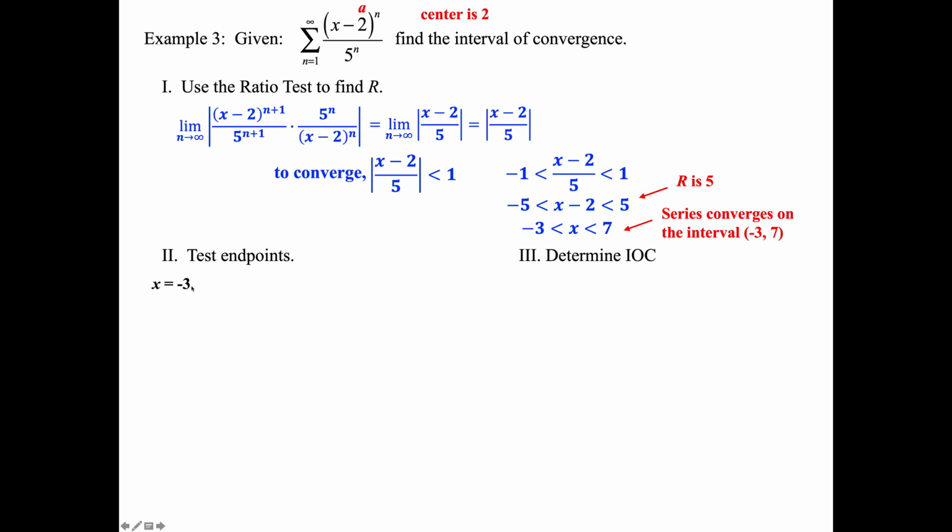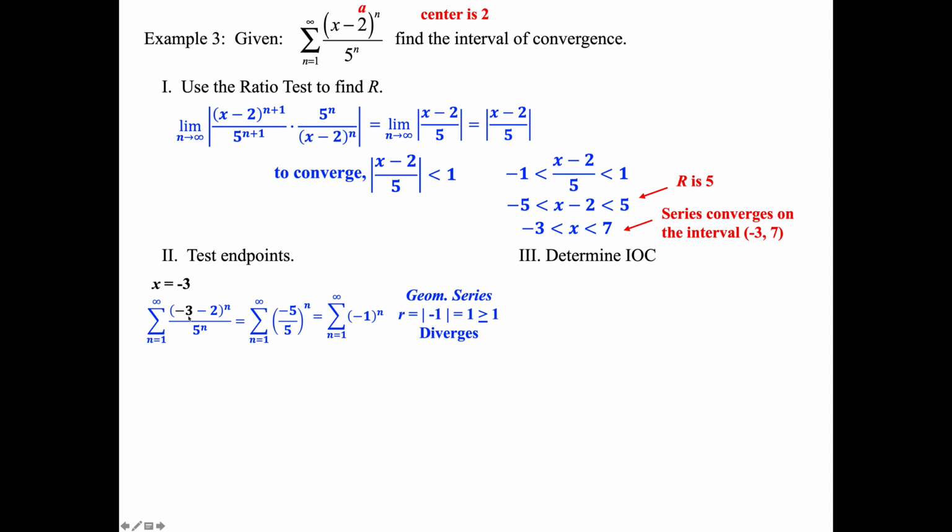So part 2, let's go test the endpoints. We'll plug in the -3. That's going to give me -3 minus 2, which is -5, to the n over 5 to the n. And this is kind of like what's happening in our last problem. We get -5 over 5, which is -1 to the n, which we saw is a geometric series, and that's going to diverge. Your r is going to be 1.